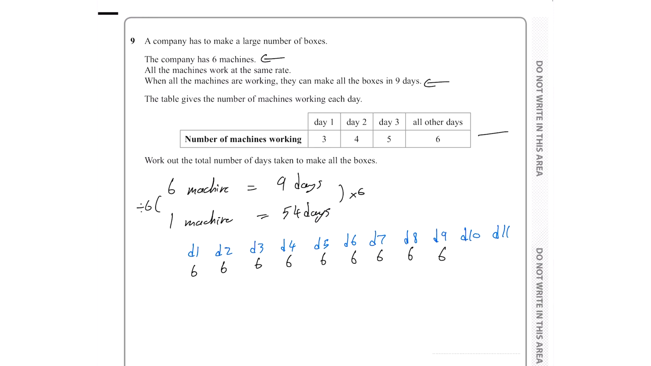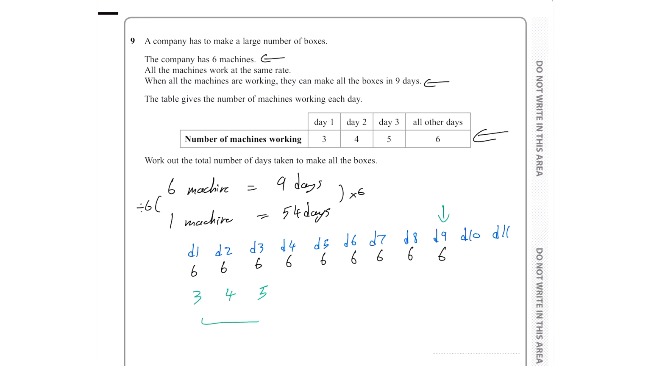And then if you look at this table that they've given us, they've told us on day 1, they've used 3. On day 2, they've used 5. On day 3, they've used 5, and then all the other days they've used 6, and they're asking how long will it take. So hopefully straight away, you should know that the answer is going to be more than 9 days, because if you look at the machines on day 1, 2, and 3, it's less than 6, right? So it's going to take us longer than 9 days.